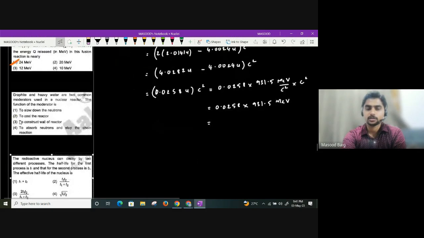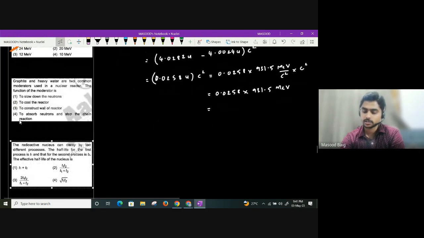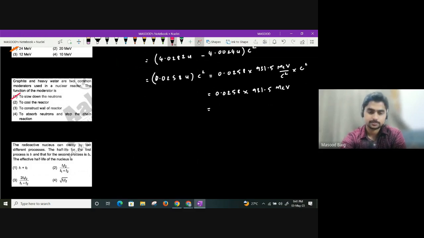Graphite and heavy water are two moderators used in nuclear reactor. The function of the moderator, what does it do, guys? It will slow down the neutrons.